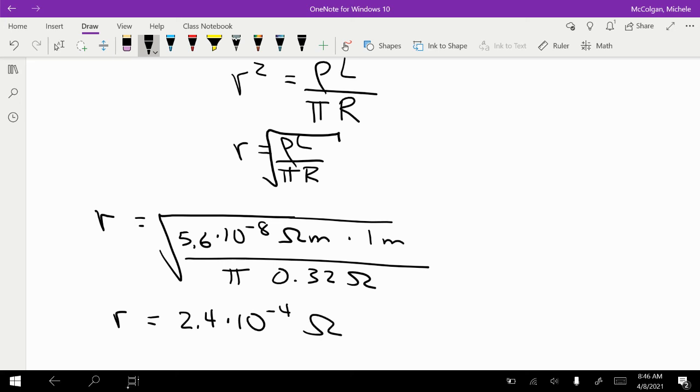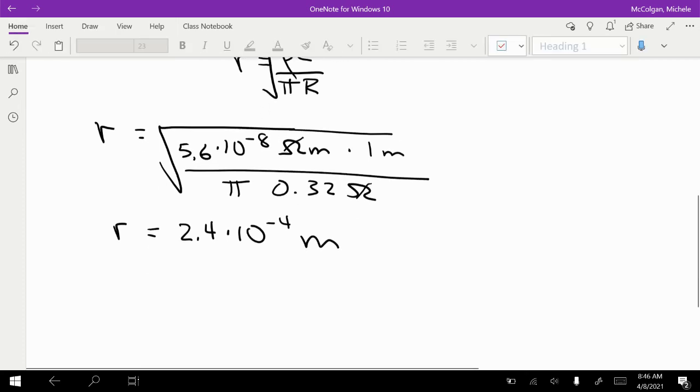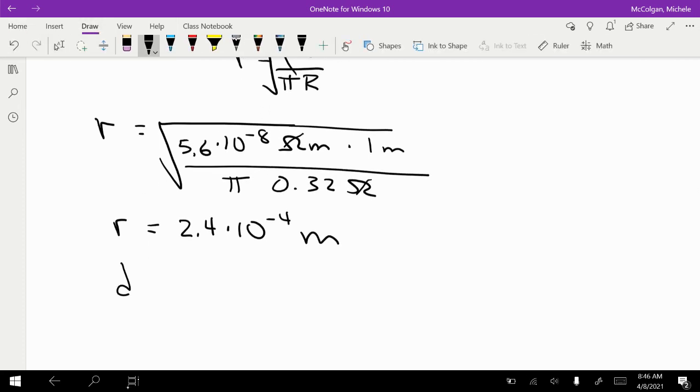I have ohms on the top and ohms on the bottom, and I just have meters squared. So I end up taking the square root of meters squared and I get meters. I wrote the wrong unit there. So this is meters. My radius is 2.4 times 10 to the negative 4 meters. So my diameter then is twice that, 4.8 times 10 to the minus 4 meters.